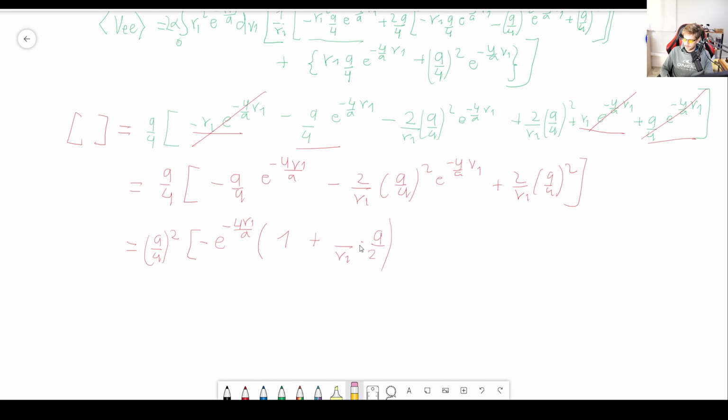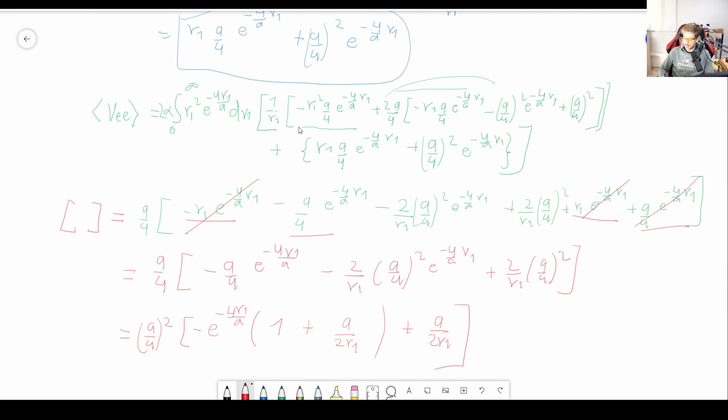Actually, so a over 2R1, right? A over 2R1. Yes, okay. And then we have this part right here. So one of these a over 4 is going to be outside. So we get 2 times a over 4, so a over 2R1. Phew! Okay. This is the squared bracket.